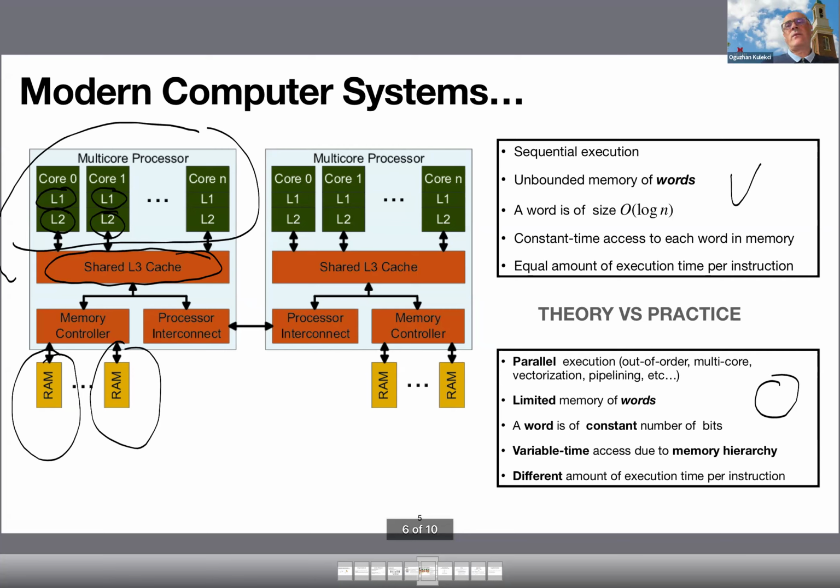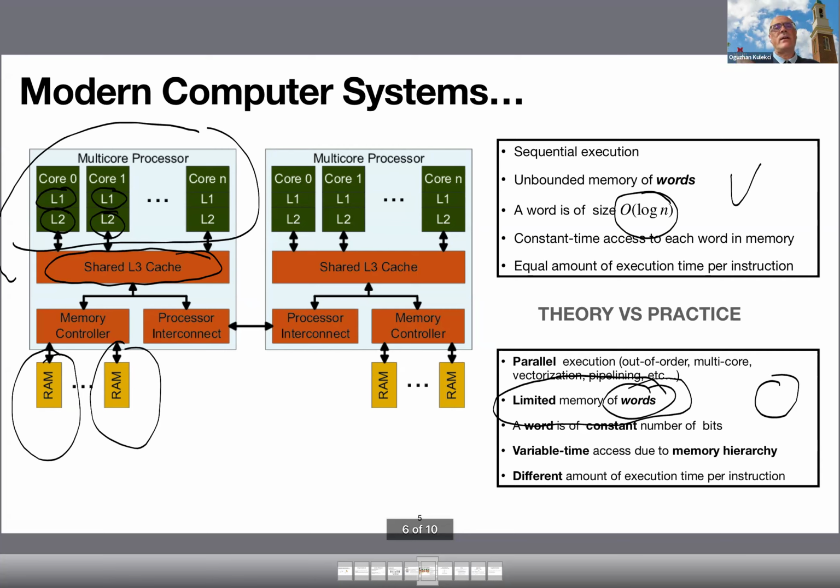Another difference between theory and practice is that we assume an unbounded memory of words, but this is not correct. We have limited memory, and those words are not variable size, they are fixed size. So you say, okay, that's a 64-bit machine, or a 32-bit machine. The word size is fixed, and you cannot make it variable in the real world.